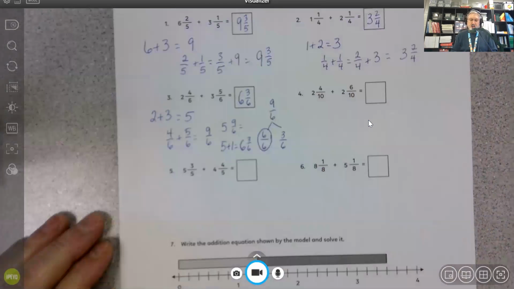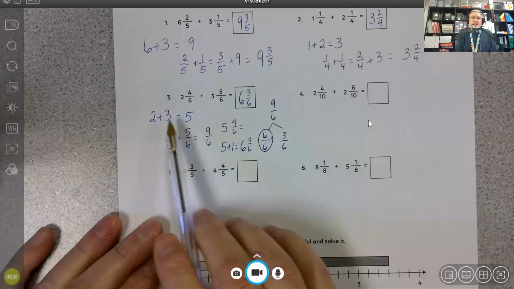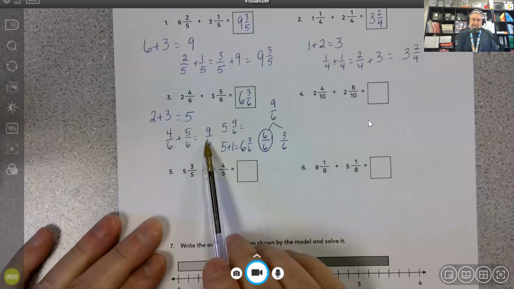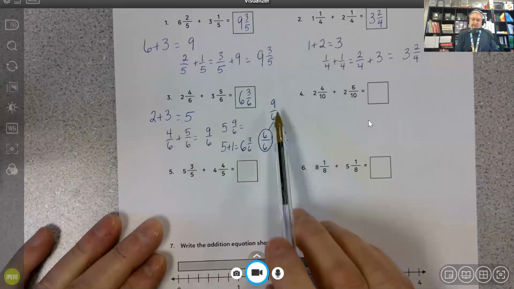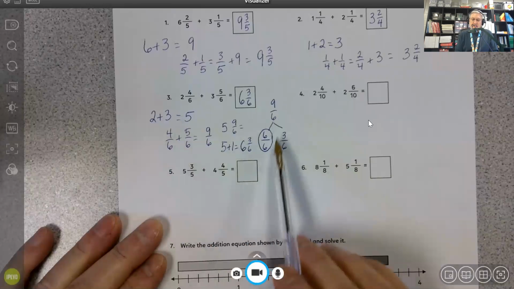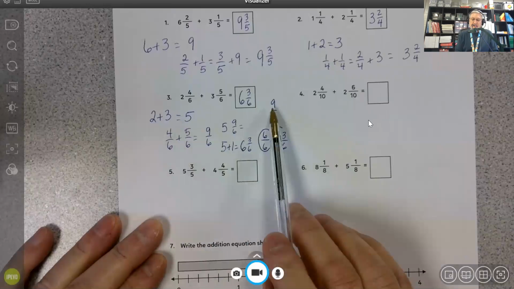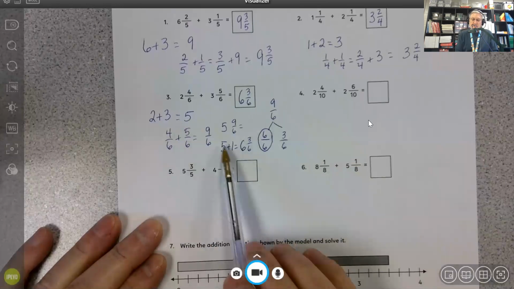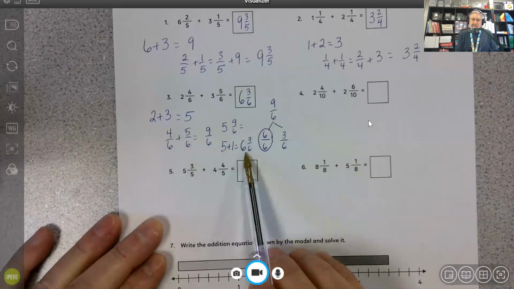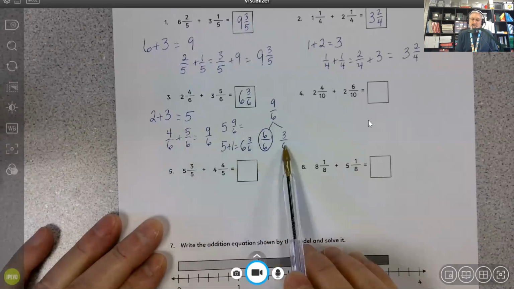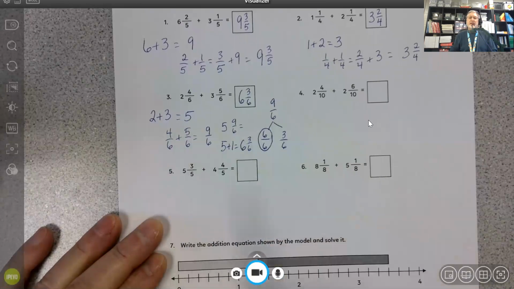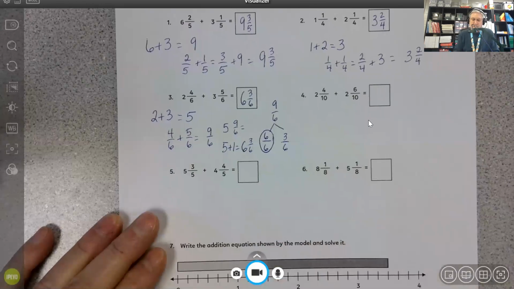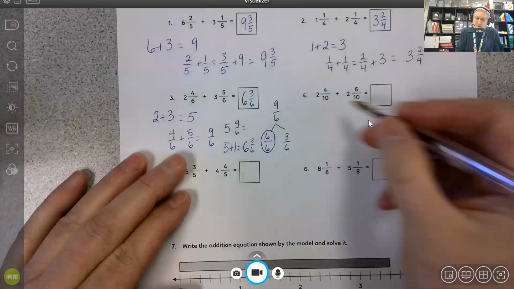Again, I added my whole numbers first. Then I added my fractions and got 9/6. Then I had to decompose my 9/6 by taking out a whole. I added the whole to my 5, which gave me 6 wholes. And then I had 3/6 left over. So that gives me 6 3/6. All right.